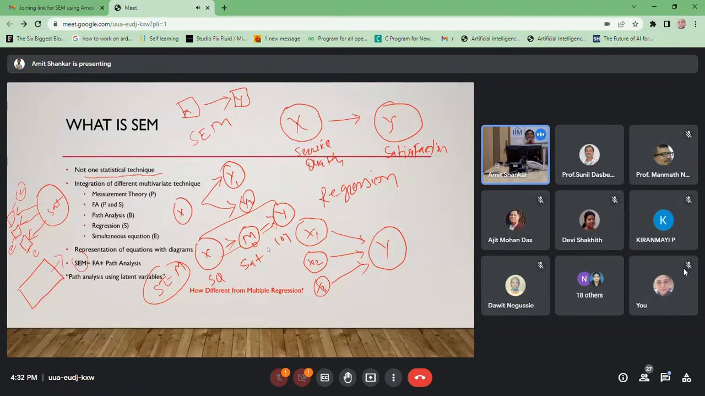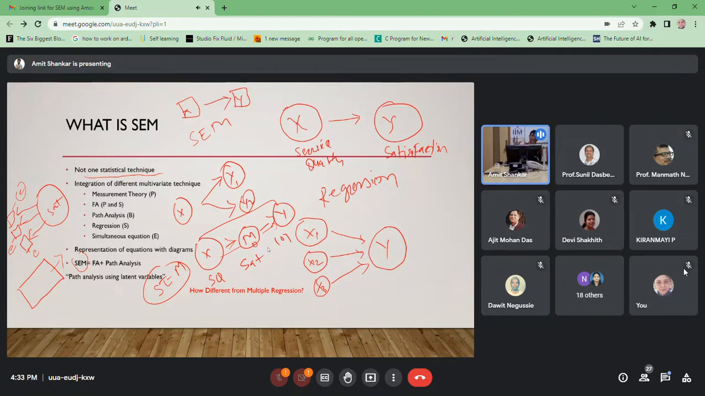Third, when you are dealing with latent constructs like satisfaction, loyalty, behavior, emotions, then you have to use structural equation modeling. These are the three major base things that you must tell to your audience and examiner if you are using it.